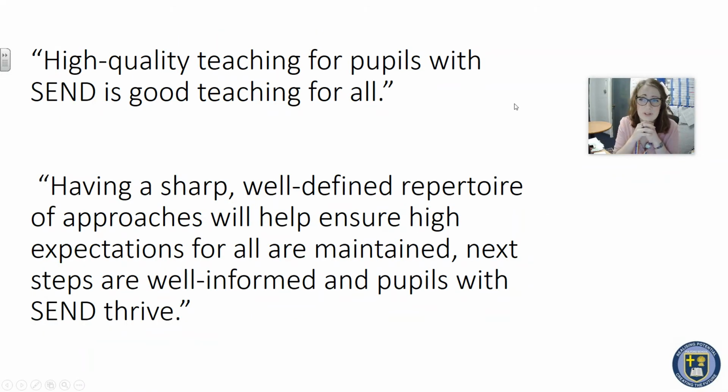She purports, quite rightly, that high quality teaching for our students with SEND is high quality teaching for all. Gone are the days where it's, I've planned my lesson, got my resources, now what do I do for my students with SEND? It's not a separate entity, it's not a separate part of this process.